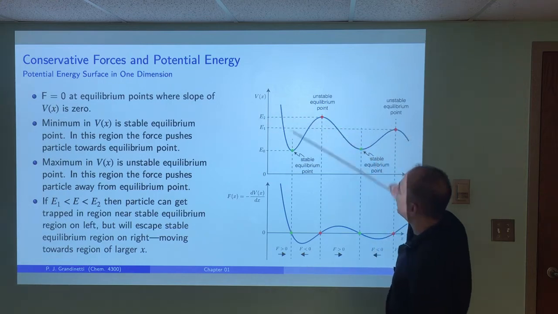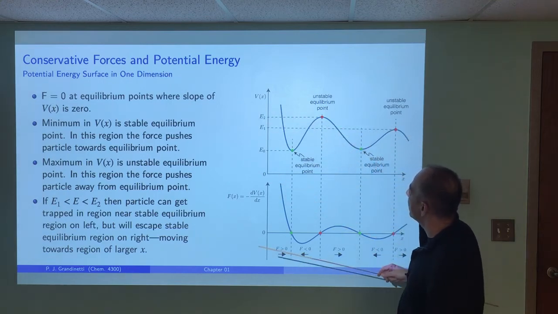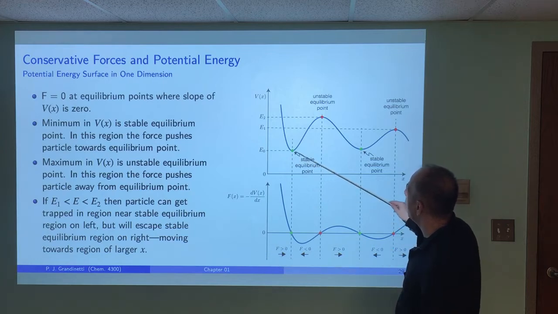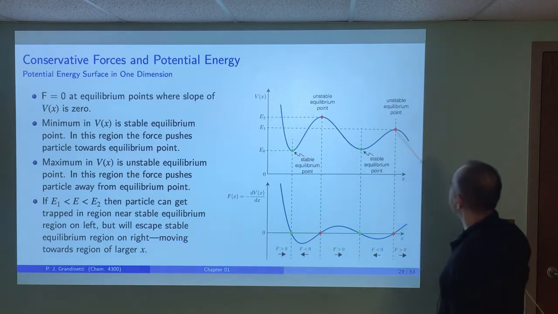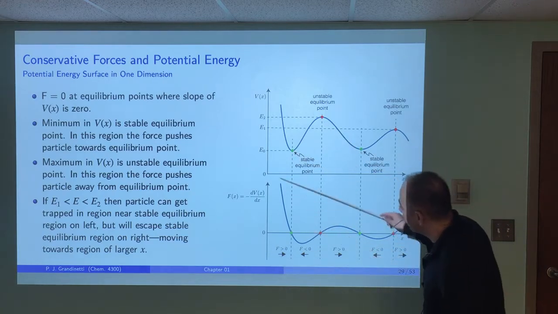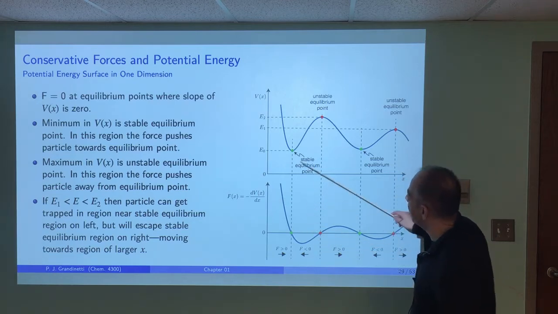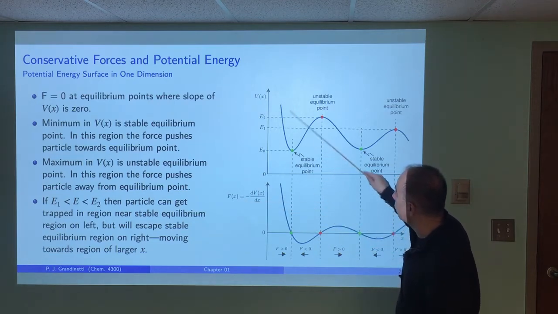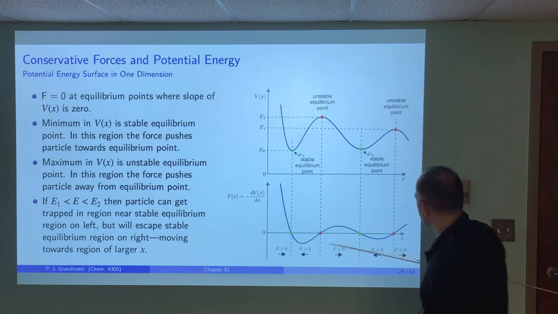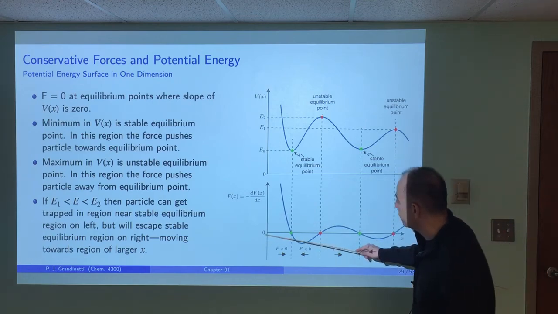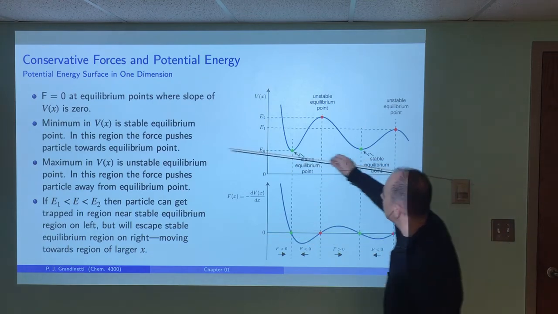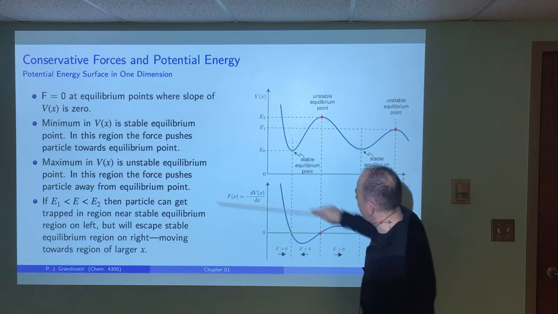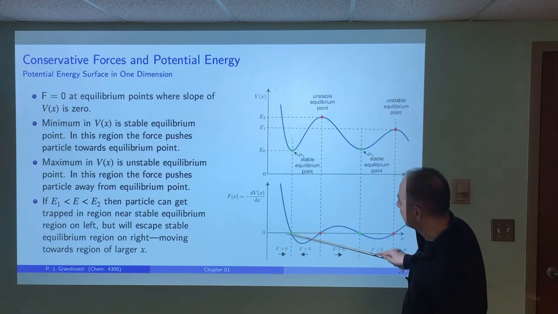These points where the slope of the potential is 0 are the points where the force is going to be equal to 0. And what I've done below is plot the force, which is the negative derivative of this, as a function of position. And now you can see there's a 0 here. So you can see that where this slope is equal to 0, the force is equal to 0.